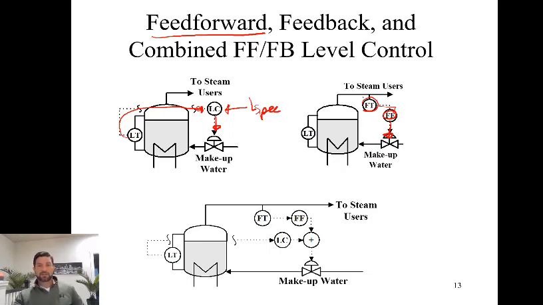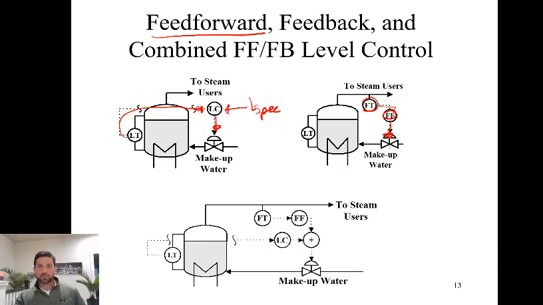Okay, so again, as this flow changes, the flow of makeup water is going to change to account for the amount of steam that's being used. If the flow of steam increases, this controller is going to tell this valve to increase. If the flow decreases, it's going to tell this valve to decrease.